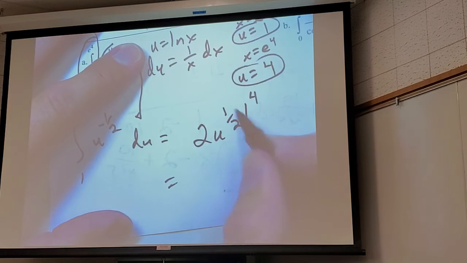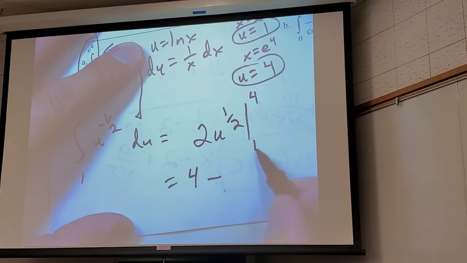So this will be 2 times the square root of 4 is 2 times 2 is 4. Minus 2 times the square root of 1 is 1 times 2 is 2. So I get 2.